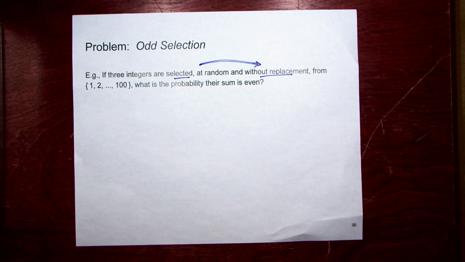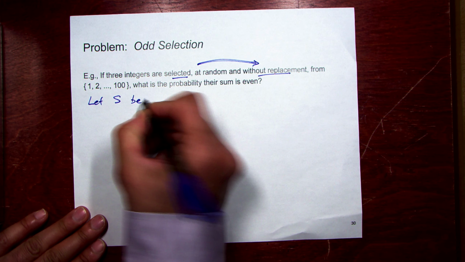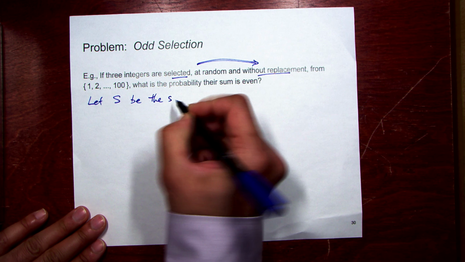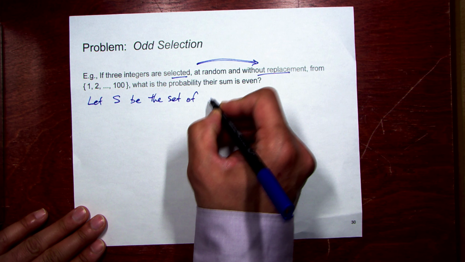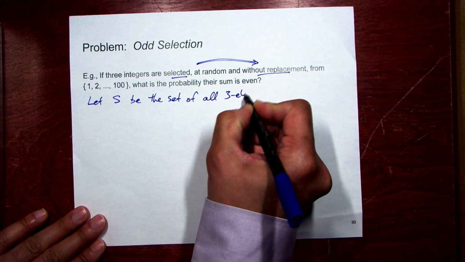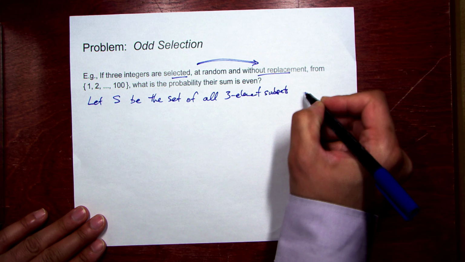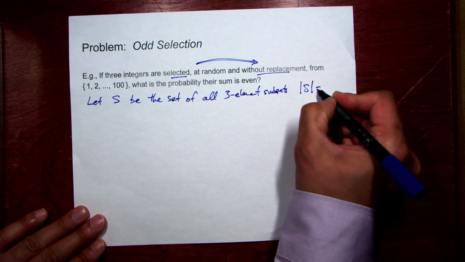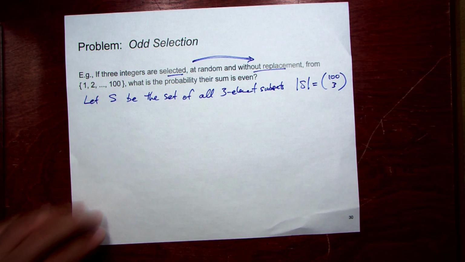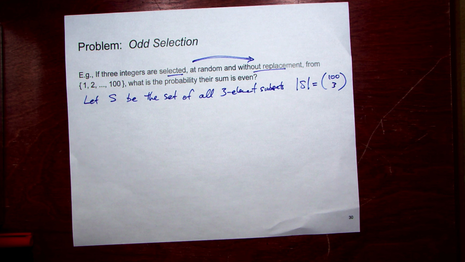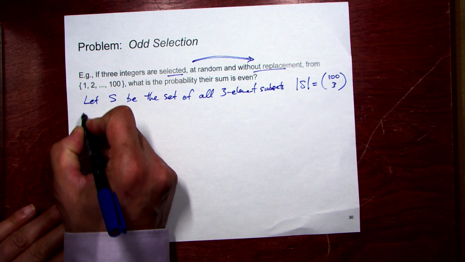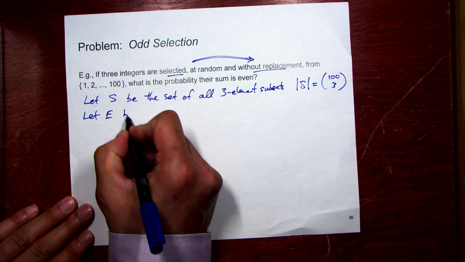Okay, so like all of these probability problems where the distribution is uniform, it's just a matter of counting the number of possibilities. The sample space is, as usual for all these problems that have a selection, just a simple choose, so it's the set of all 3 element subsets. So the size of S is 100 choose 3. Okay, so E, the event that we want, is the event that the sum is even.